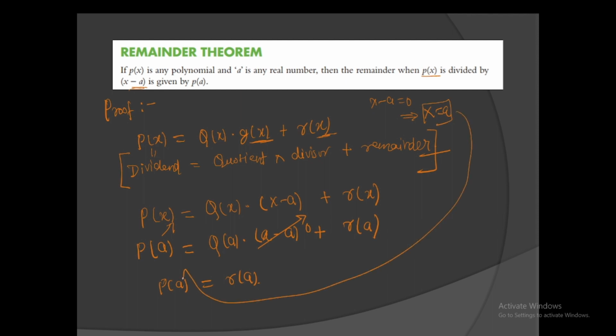So if we put the value of x in p of x, we get the remainder. This is the very simple proof of the remainder theorem. Going ahead, we will also learn about the factor theorem, and you will see that they both are related. When the remainder is 0, when we are dividing a dividend by some divisor, then we say that it is a perfect divisor, meaning it is a factor of it. Right? Okay, that we will see in the factor theorem.